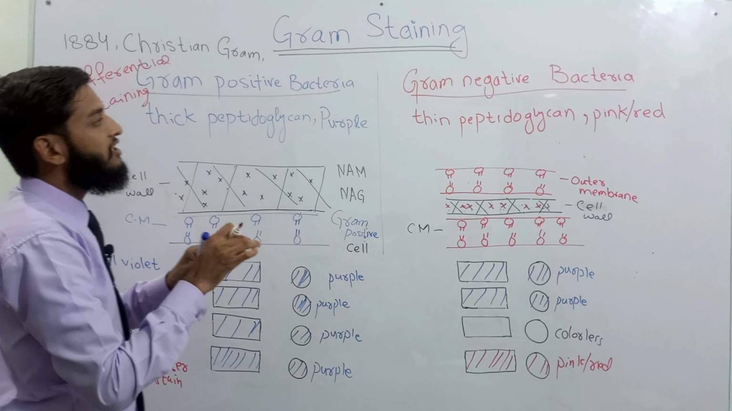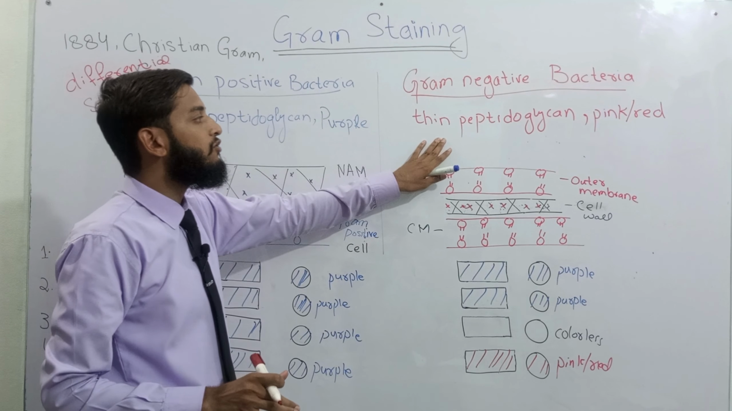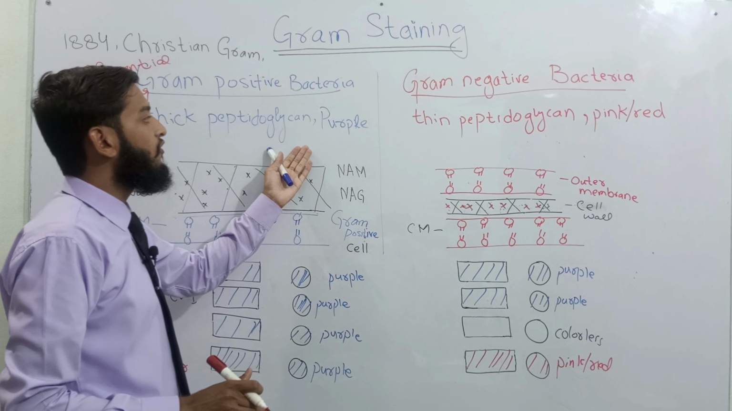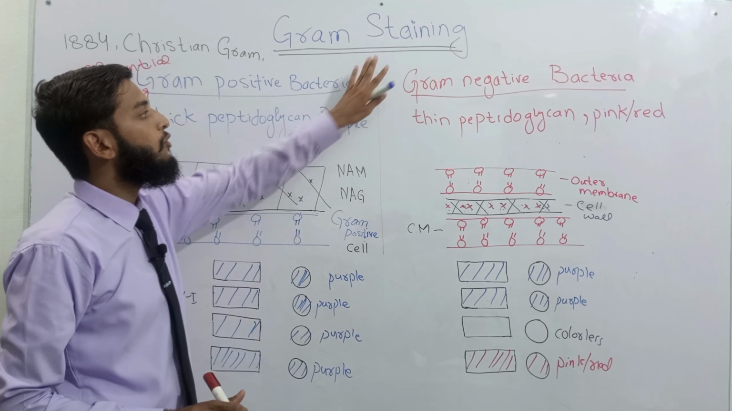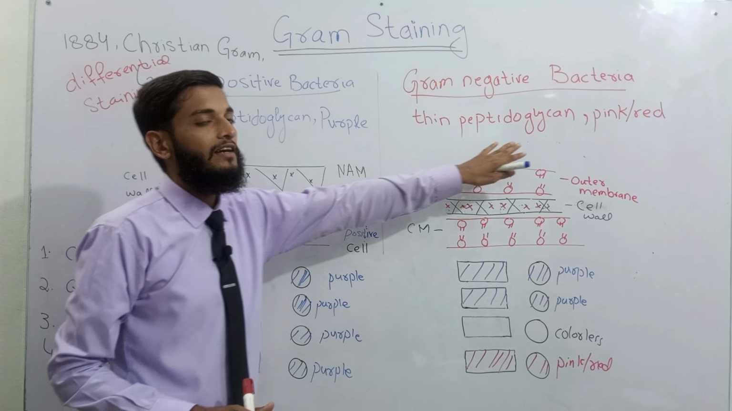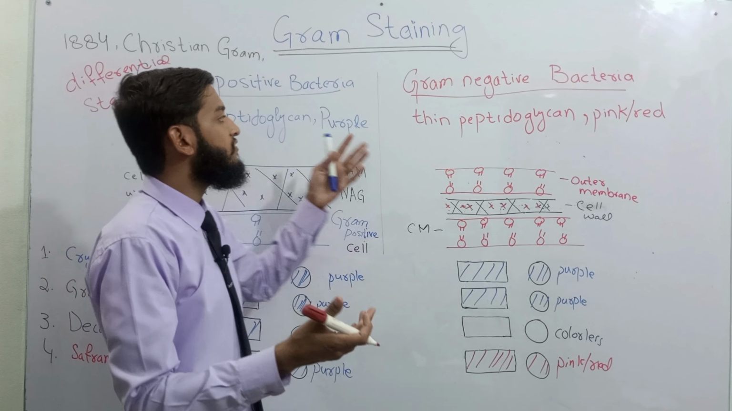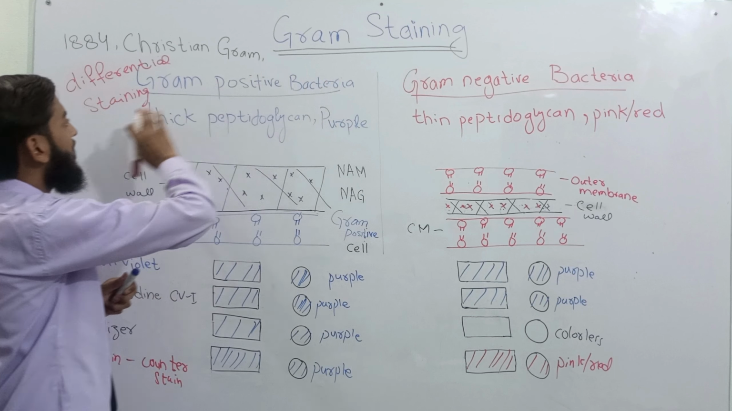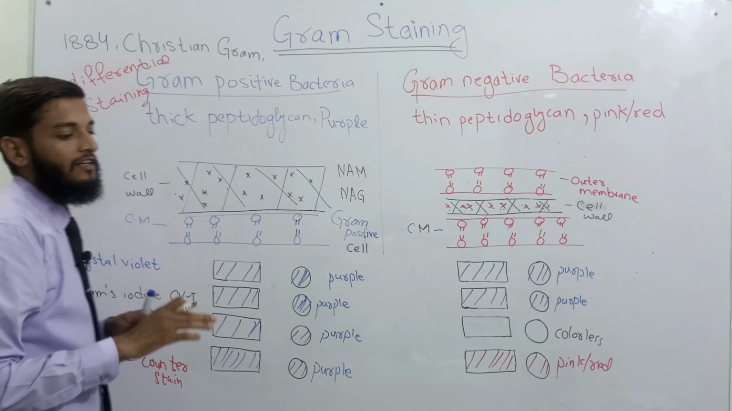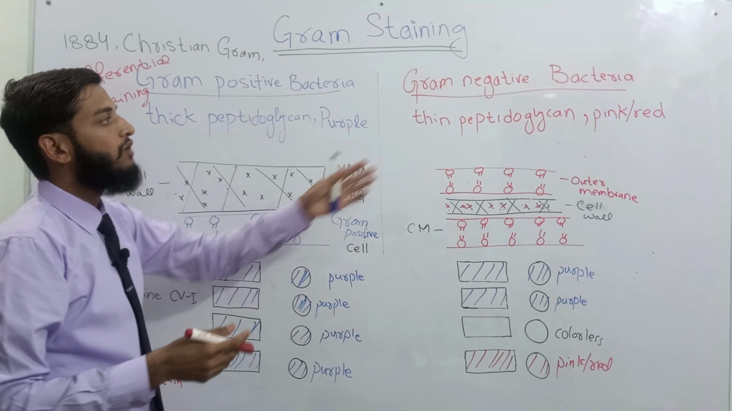That means gram staining reacts differently to different bacterial cell walls and categorizes bacteria into two groups: gram positive bacteria and gram negative bacteria, on the basis of their cell wall thickness. So we call gram staining a type of differential staining technique, that is differentiating between two kinds of bacteria.